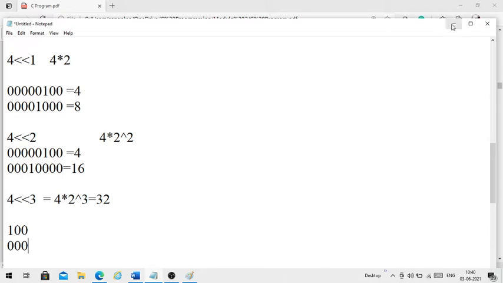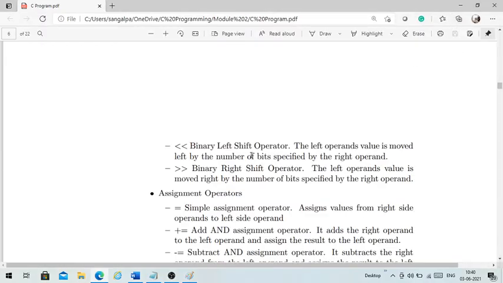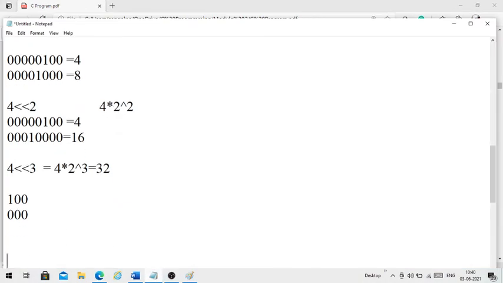The binary left shift operator: the left operand value is moved left by the number of bits specified by the right operand. Similarly, we have the binary right shift operator. The left operand value is moved right by the number of bits specified by the right operand.